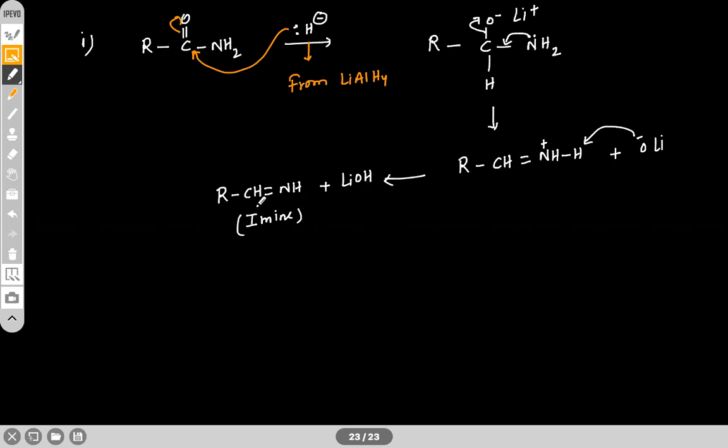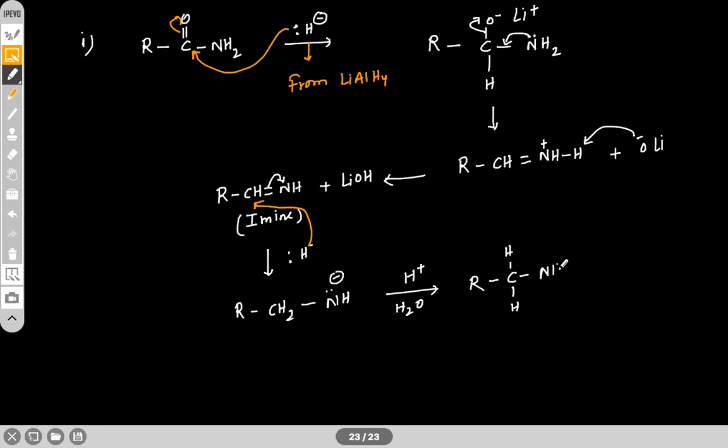Now in this, again LiAlH4 gives hydride ion and this again attacks onto the carbon atom and it forms RCH2. And this electron pair shifts over here, forms NH with negative charge on it. In the last step, with H plus, H2O, it converts into RCH2NH2. This is the mechanism, right?